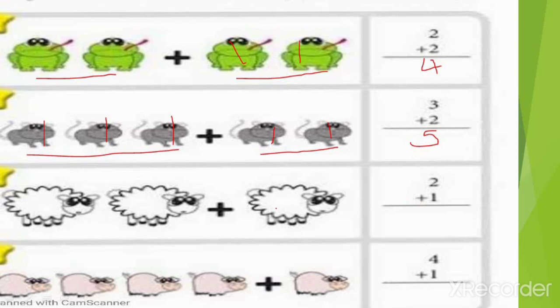What should we do now? These are 2. 1 and 2. We are going to add 1 more to it. 1, 2 and 3. What should we write? Number 3. Next sum is 4 plus 1. Look. 1, 2, 3 and 4. Okay? We are going to add 1 more. 4 and 5.